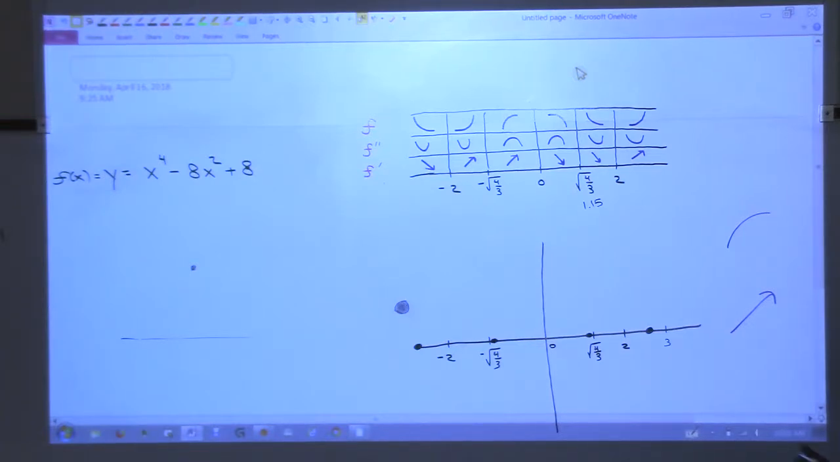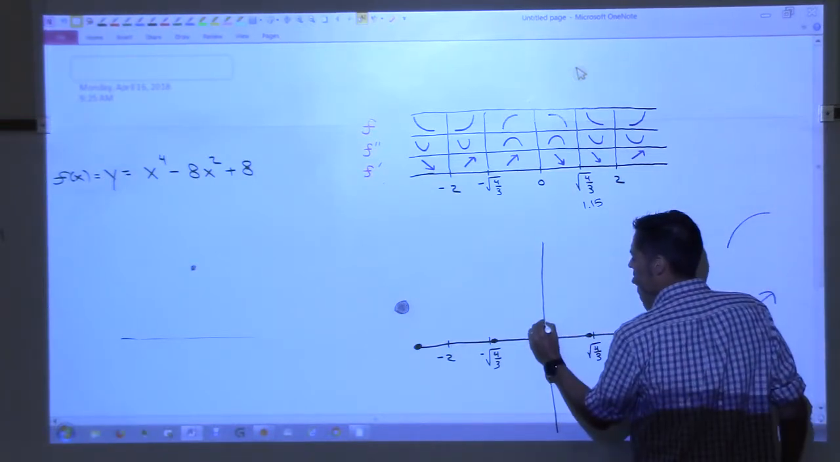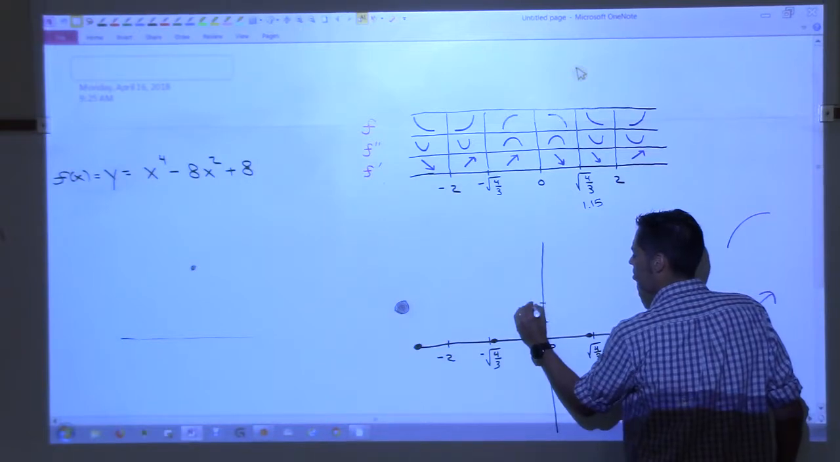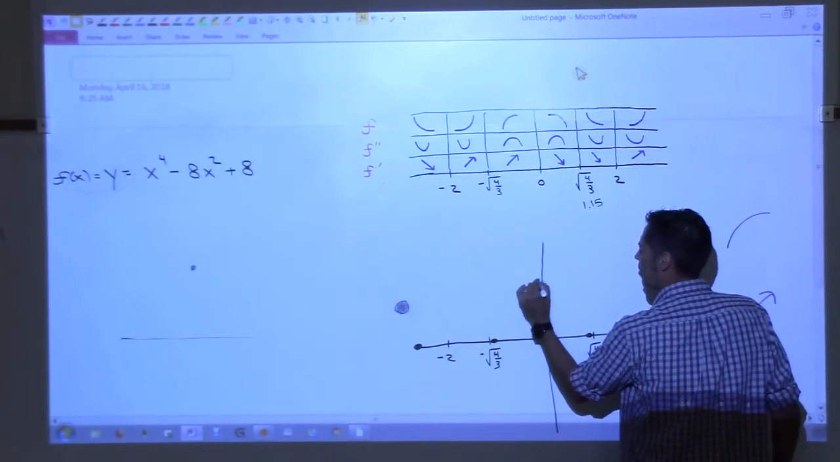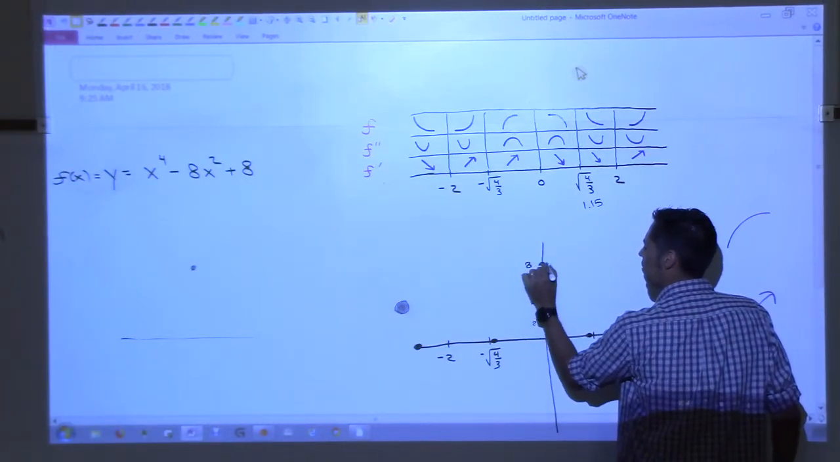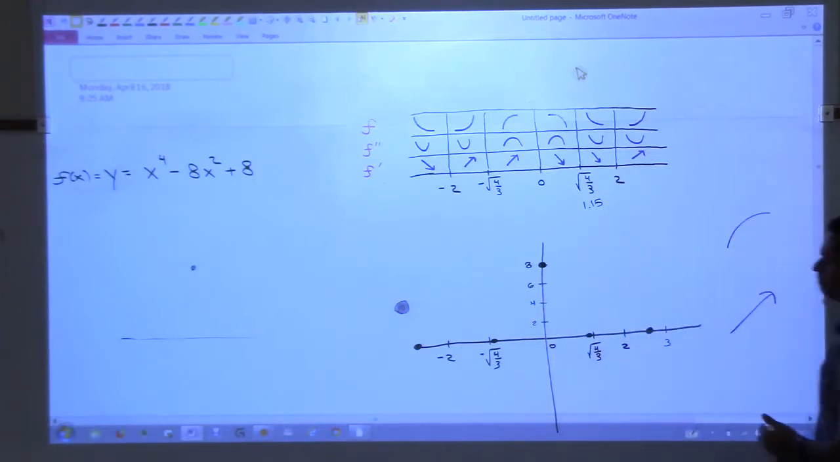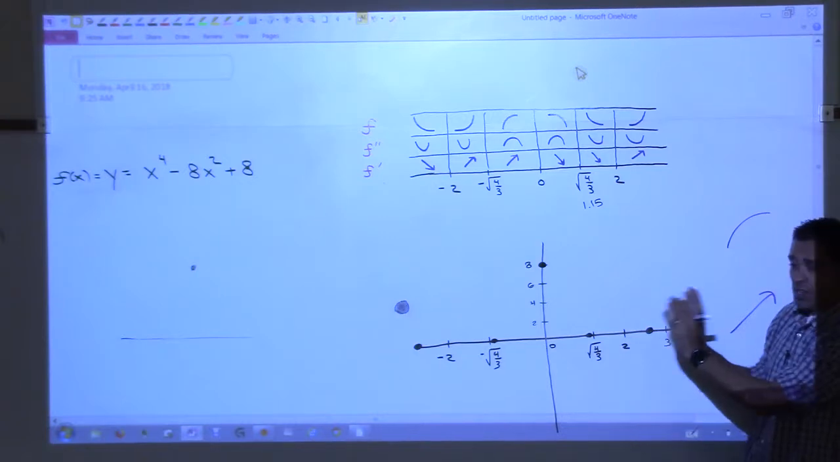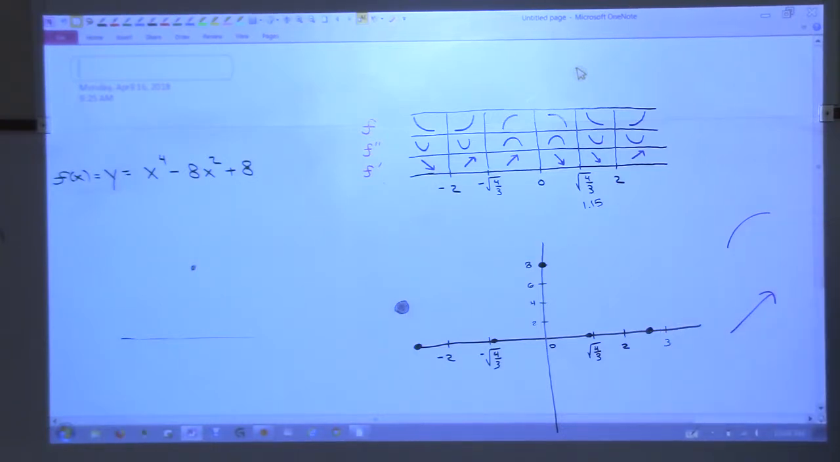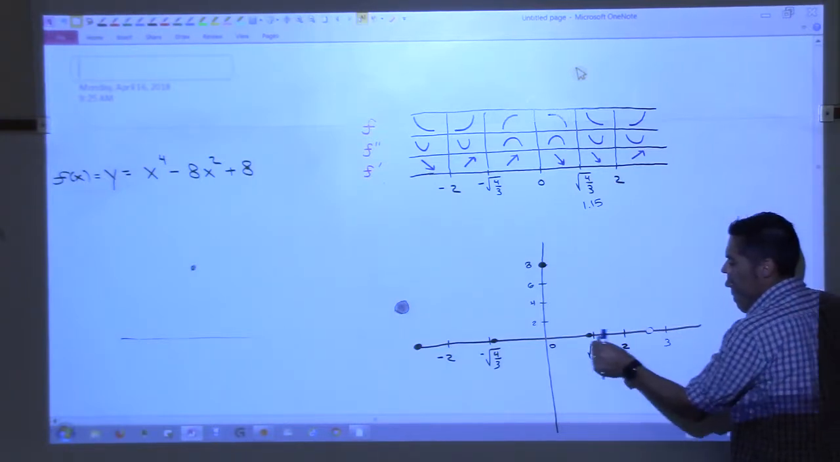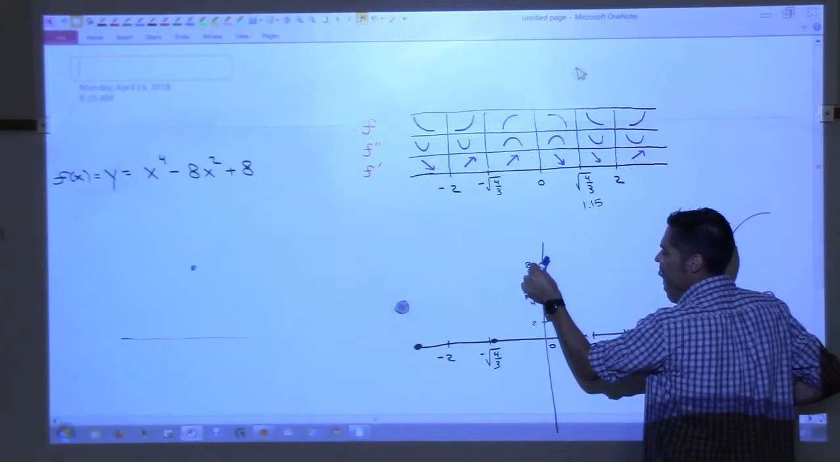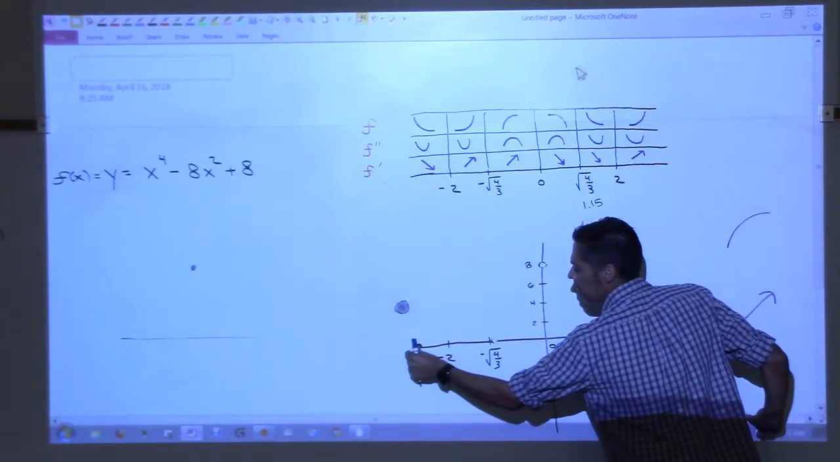Maybe I should count by 2s here: 2, 4, 6, 8. Put a dot there. So that's my graph so far; these are points on my graph. What next? I'm going to change these to blue so you can tell the difference.